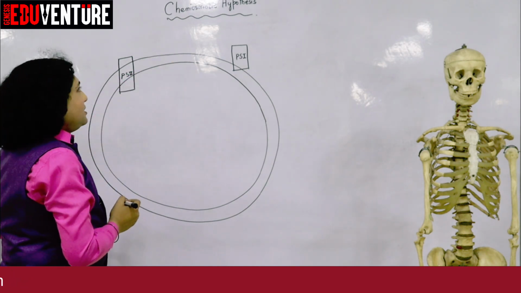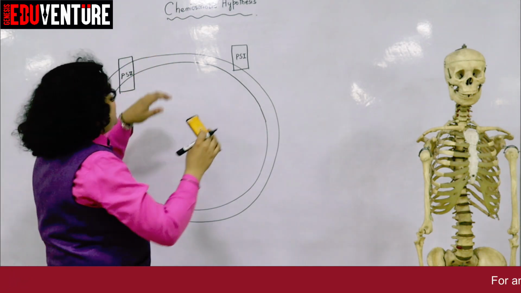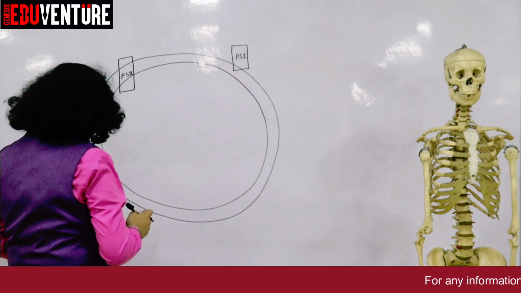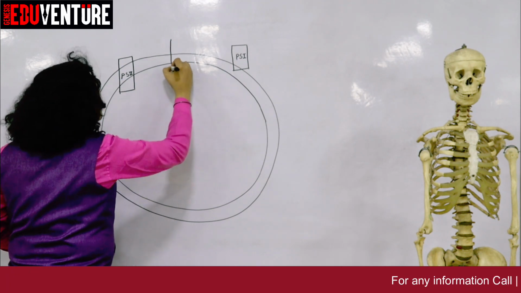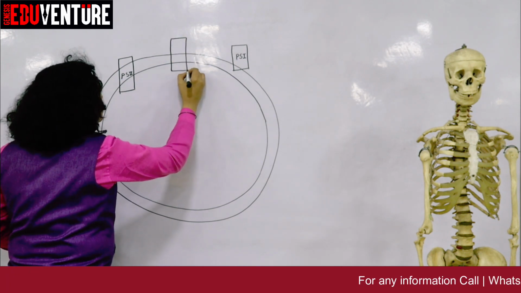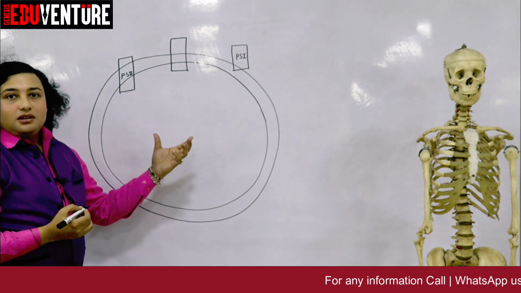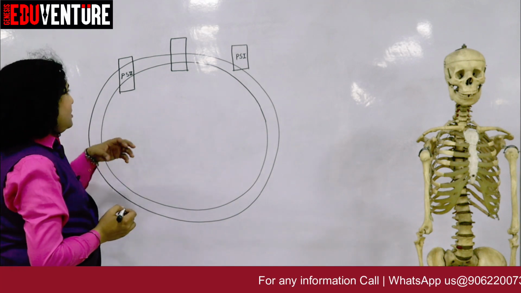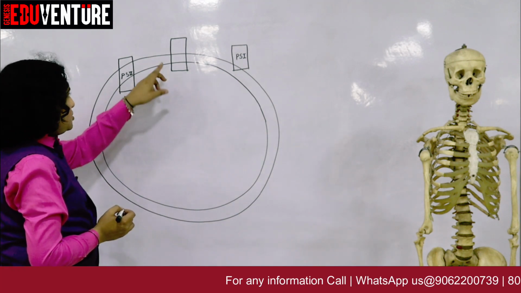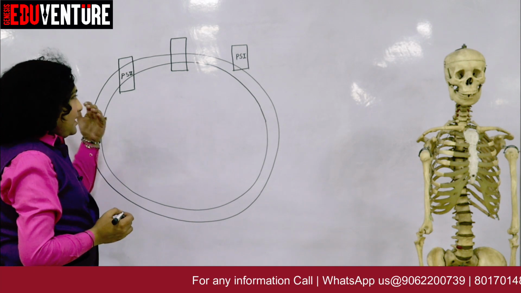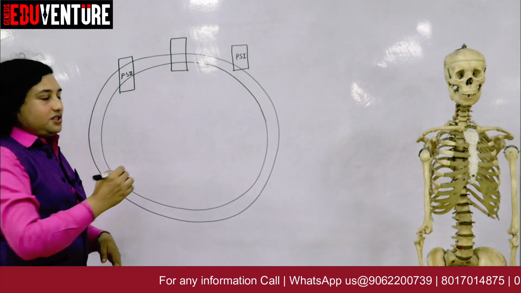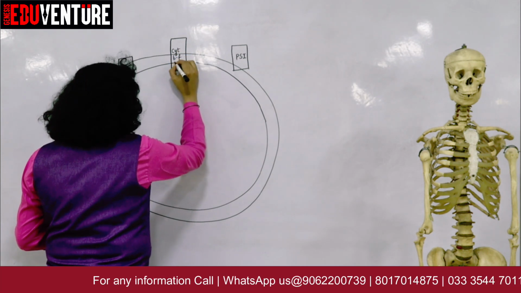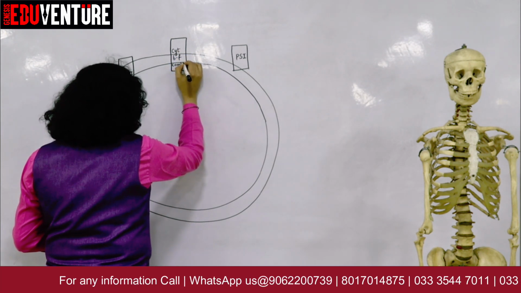I am rubbing this part, the write-up of the chemiosmotic hypothesis, so that I get some space over here. At this region there is a carrier complex present across the membrane, a transmembrane carrier complex. They are arranged according to their redox potential. This is known as the cytochrome BF complex.